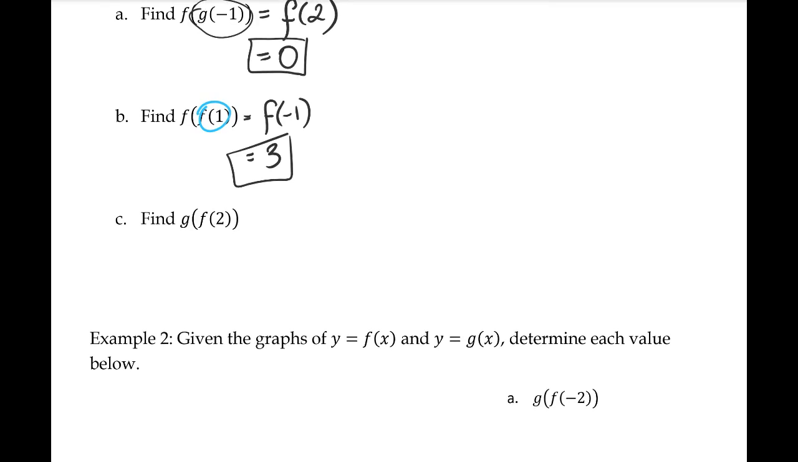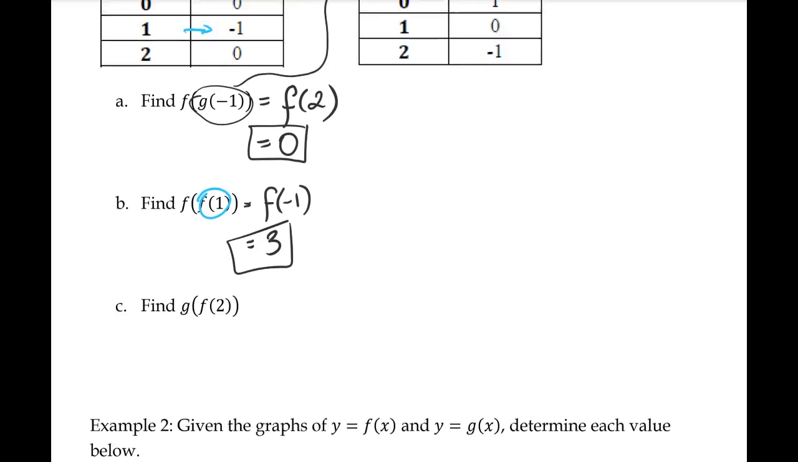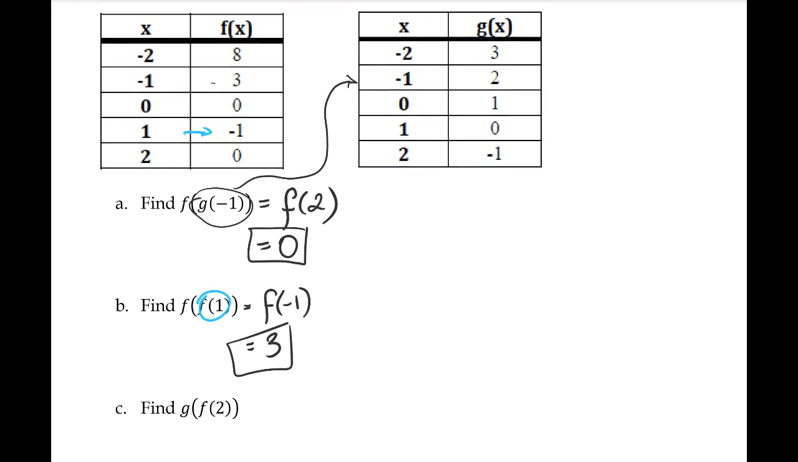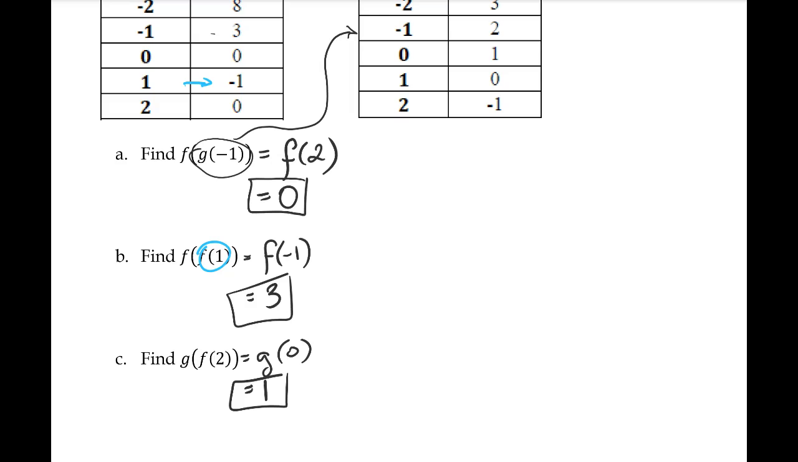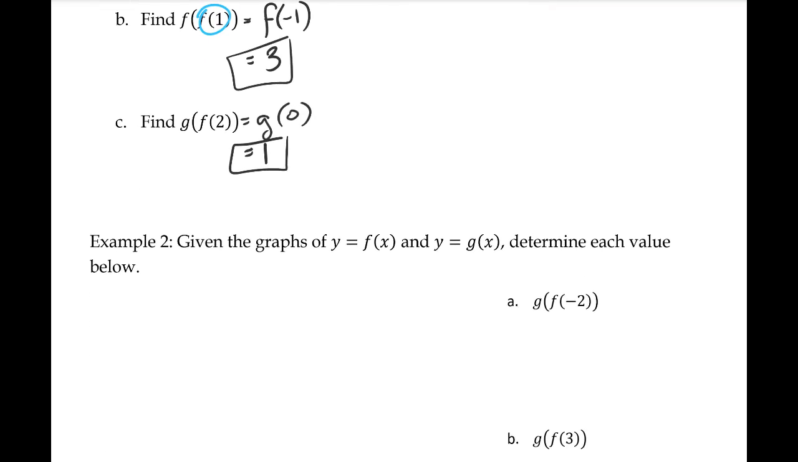Lastly, if we reverse it, we can do g of f of x, wherein f is 2, or when x is 2, the output is 0. So really we're doing g of 0, and based on that, my output should be 1, according to my g function. So that's what this is all about. It's about inputs to outputs to inputs to outputs. So we've got a few different ones to practice.